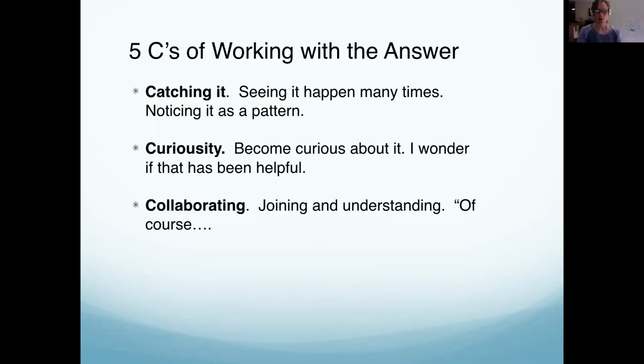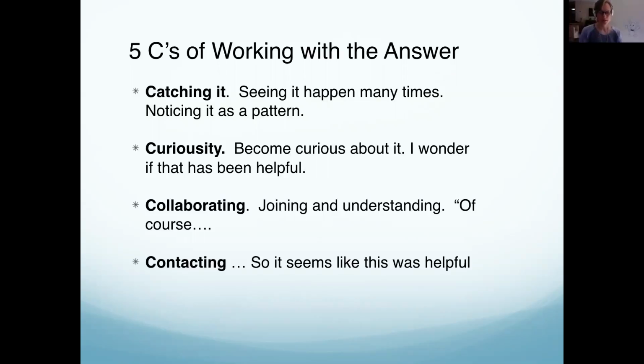By doing that, what we're actually doing is becoming friends with the gatekeeper. The gatekeeper is the person, is the defense, really. And then after we have the collaboration, after we're friends with the gatekeeper, we do the contacting. And so it seems like it was helpful. It's the best way to do the contacting.